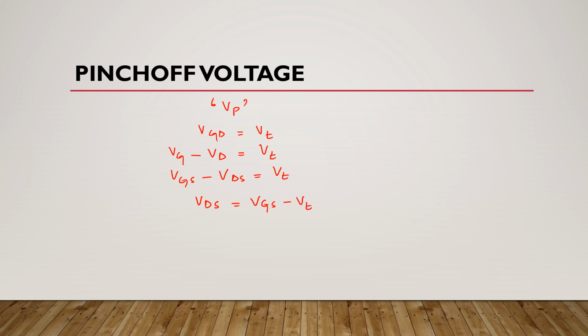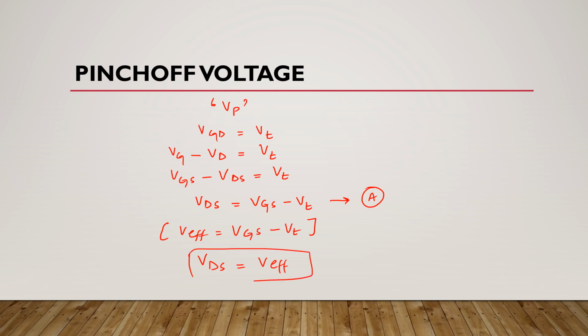From our previous slide, we know that effective voltage is equal to gate to source voltage minus threshold voltage. Now this is equation A. It means this equation A can be written as drain to source voltage is equal to effective voltage. Okay, so this is your pinch off voltage.